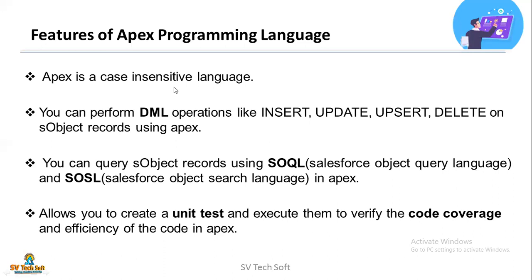By using the Apex programming language, you can perform DML operations. DML means data manipulation language. You can create new object data, update existing object record information, delete object record information, or do upsert. Upsert is a combination of insert and update. If the record already exists in the system, it will update. If the record does not exist in the database, it will create a new record.